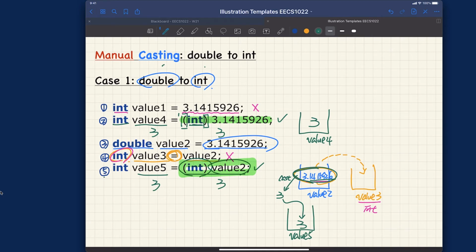Okay, and scenario number 2. However, for casting, you don't necessarily always just want to do from double to int. You may actually want to do some manual casting, the other way. You can go from integer to double. Remember we talked about coercion. Coercion is something that Java would do for you automatically.